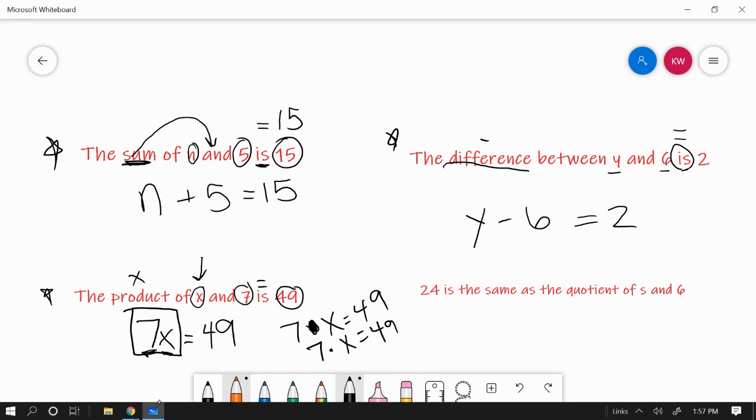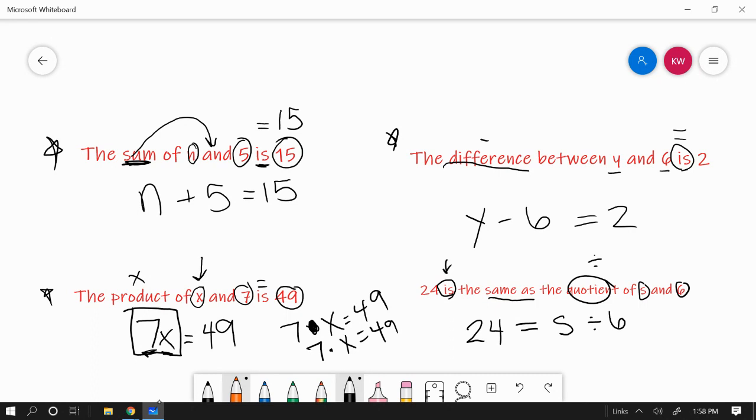Last example here on this page: 24 is the same as the quotient of 6 and s. This time we have "is" in the beginning, and that's totally okay. 24 is, so we can start off with 24 equals the quotient of s and 6. So we could write this two ways. Quotient means divide, so we could say s divided by 6.